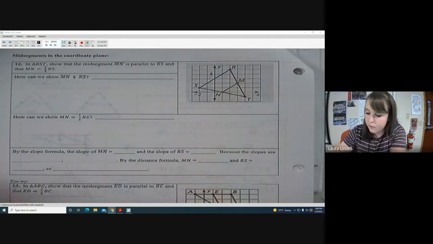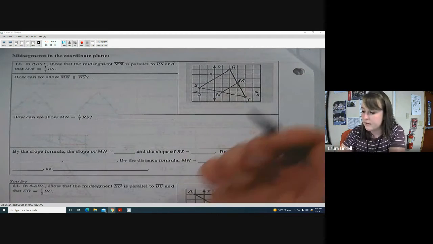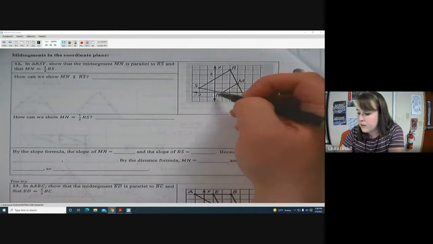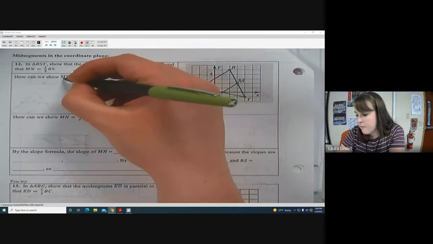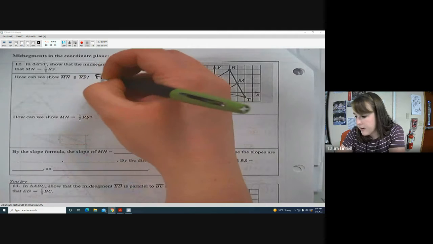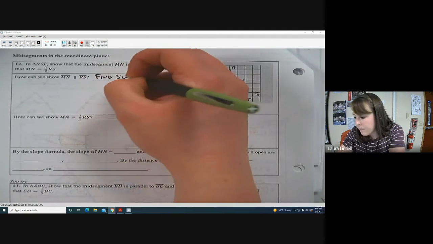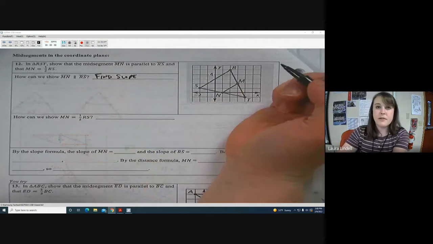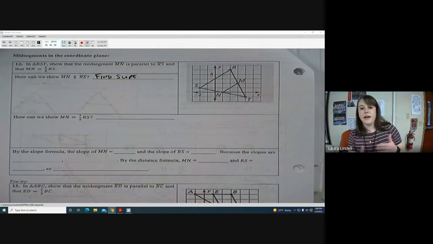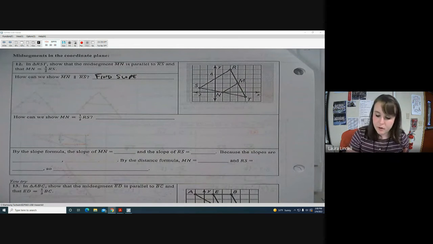So the first thing we want to talk about here is slope, because when you talk parallel lines, it always helps to talk slope. So to show that MN is parallel to RS, we're going to find the slope. Because if you remember about parallel lines, they have the same slope. Perpendicular has the negative reciprocal slope. Parallel has the same slope. So that's where we're headed with this.